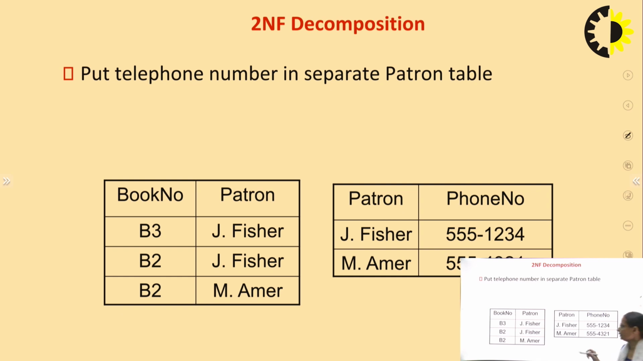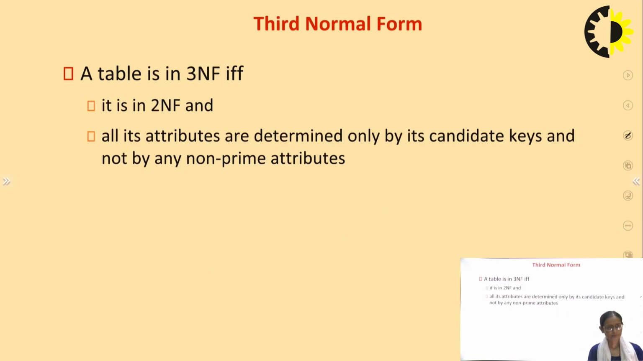That is what we have done, that is patron, and since the phone number is dependent only on the patron, we have moved it, because here it is acting as a key for my phone number. Our table is in 3NF. Now we are moving towards the third normal form. The first thing, it should be in 2NF, clear?